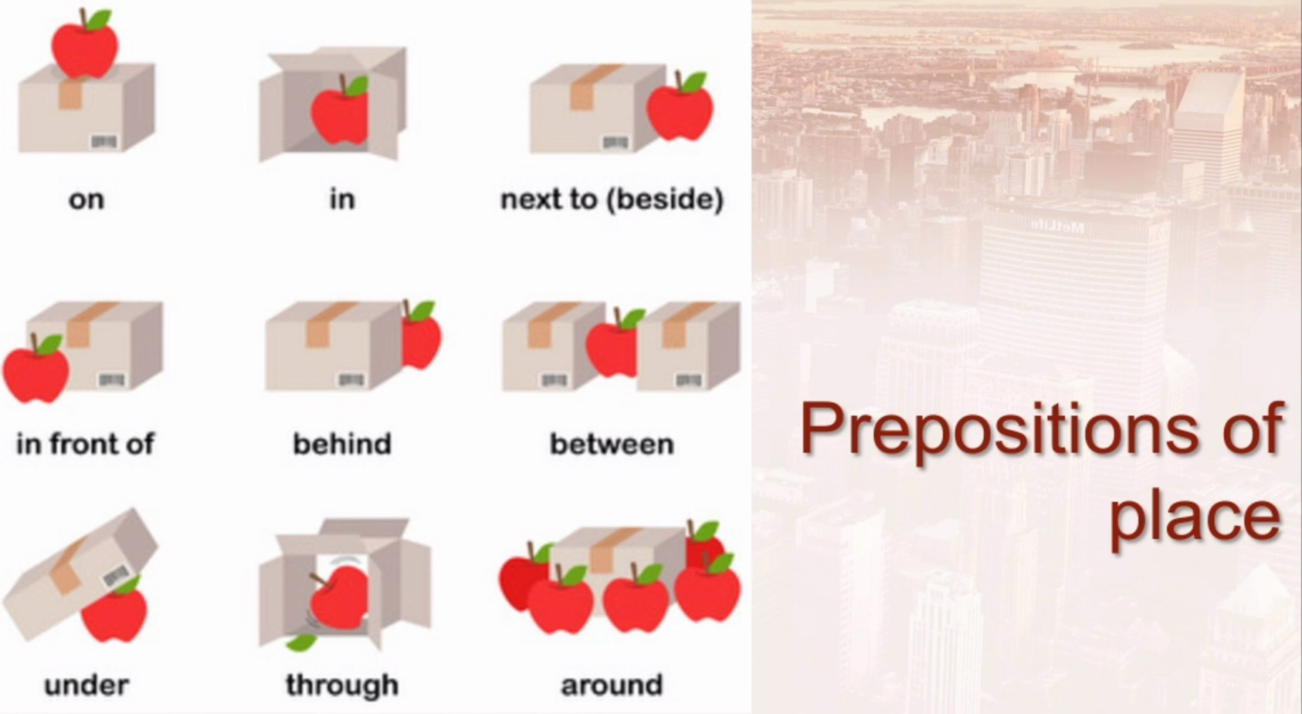So children, in this slide, we have learnt about various prepositions of place, that is in, on, next to or beside, in front of, behind, between, under, through and around. All these prepositions of place are used to talk about the position of a noun. This noun can be a living or a non-living thing.